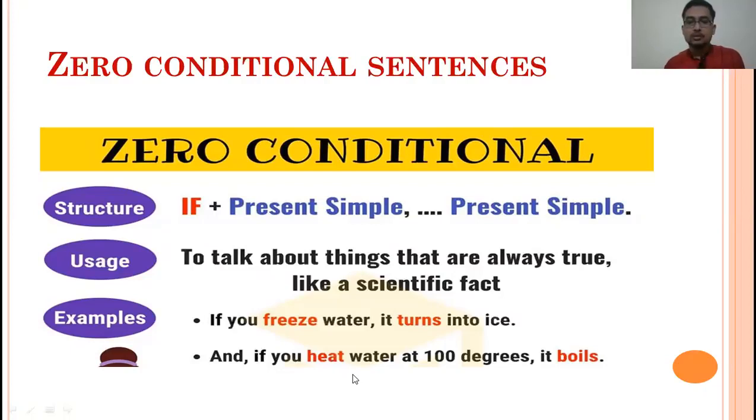So পানিকে যদি 100 ডিগ্রি তাপমাত্রায় ফোটানো হয় তাহলে পানি সিদ্ধ হয়ে যায়, ফুটতে থাকবে। এটার ব্যতিক্রম কিছু ঘটার কোনো চান্স নেই, because this is scientific truth.